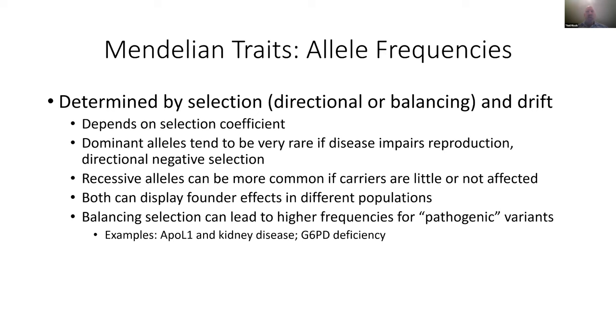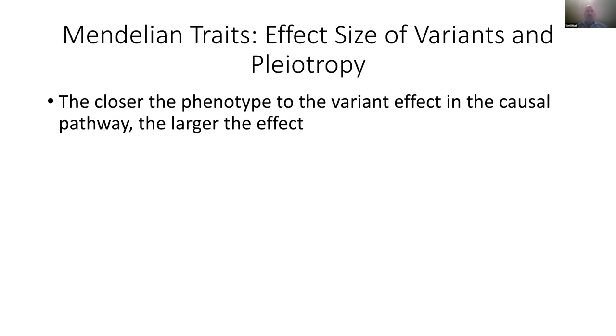And that balancing selection can actually lead to some pretty high frequencies for so-called pathogenic variants. Just a couple of examples: APOL1 and kidney disease, and of course, we all know about G6PD deficiency. So Mendelian traits have a range of phenotype expression and pleiotropy. And as I'll show in a minute, the closer the phenotype you're studying is to the actual direct effect of the variant, the larger the effect is going to be.